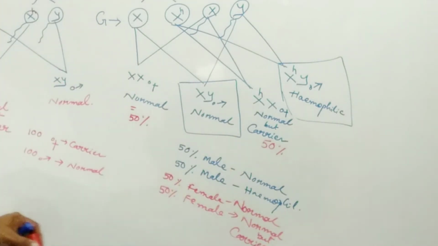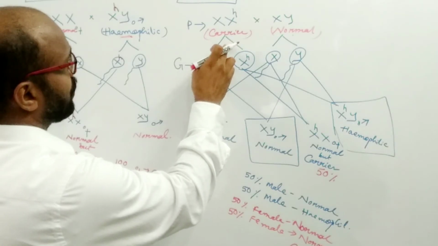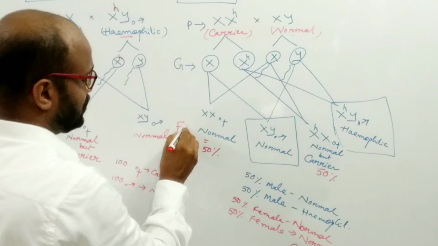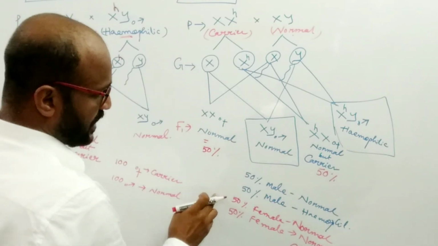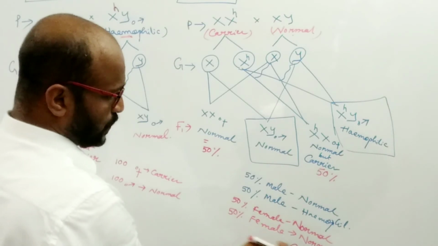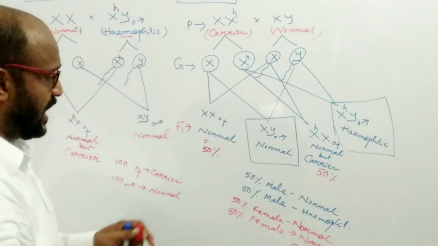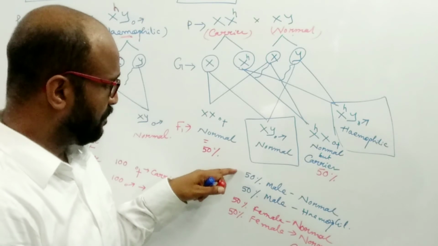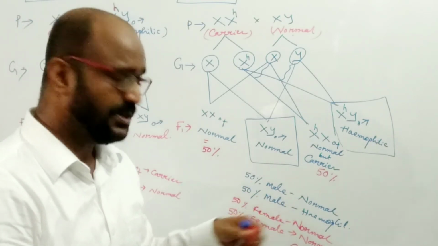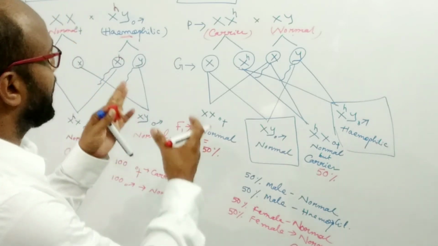If the marriage takes place between a carrier female and a normal male, then in the F1 generation 50% of females are normal and 50% of females are normal but carrier, and 50% of males, or 50% of sons, will be normal and the other 50% of sons will be hemophilic. So this is case 2.